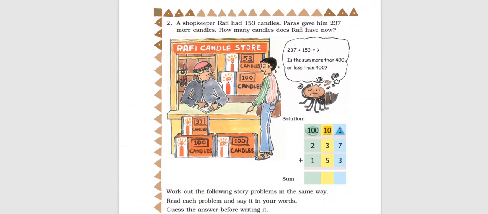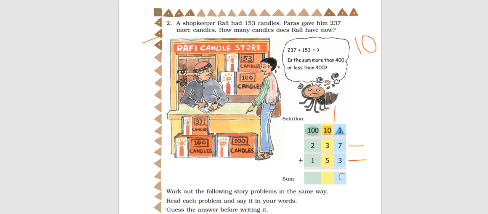Okay, a shopkeeper, Rafi, had 153 candles. Paras gave him 237 more candles. How many candles does Rafi have now? So we are adding up 237 and 153. Let's add up the ones first. 7 and 3 ones is a total of 10 ones. So, which is really 1 ten. So there's no more ones.